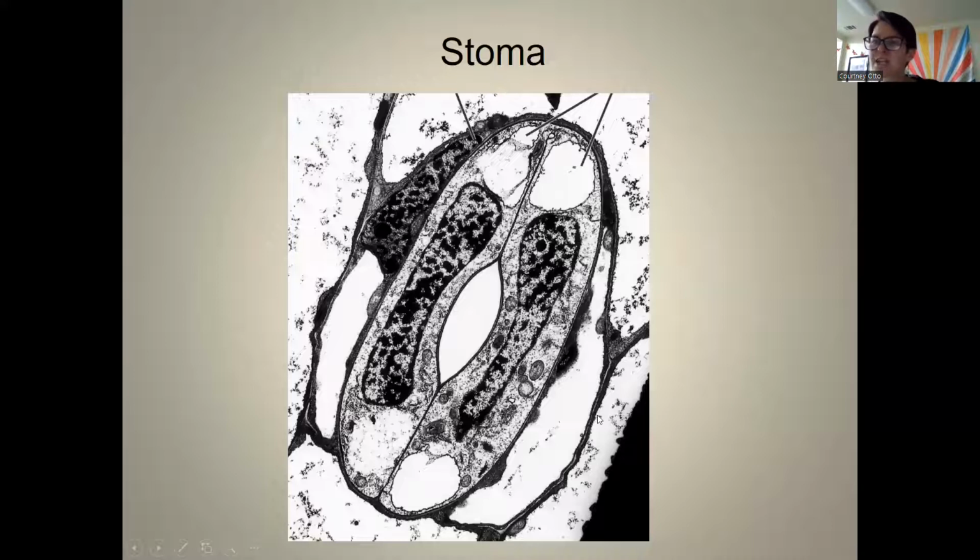We look at them another way. Here's one highly, highly magnified with an electron microscope. Here's that stoma, that hole, and here's those guard cells on either side. All right, and they'll open and close that stoma to help prevent too much water loss.